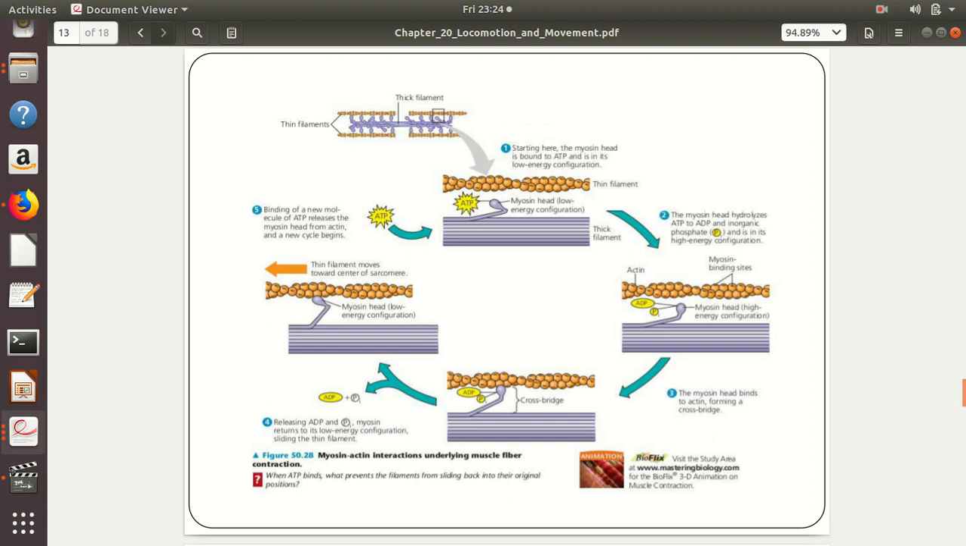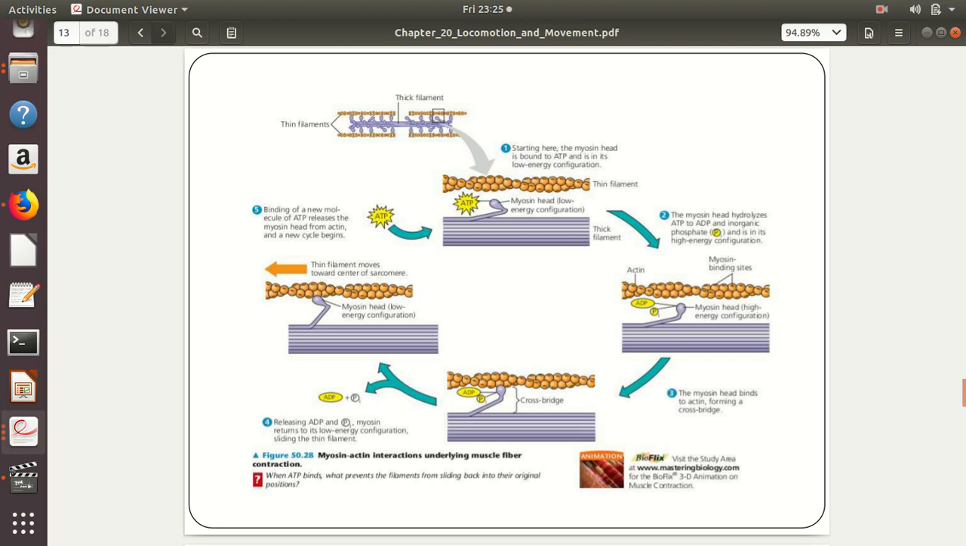Now in this first diagram, you can see the myosin-actin interactions underlying muscle fiber contractions. There is a thick filament and thin filaments. The first step is that the myosin head is bound to ATP and is in its lower energy configuration. The thin filament is there. So the myosin head has a low energy configuration and is found away from the thick filament.